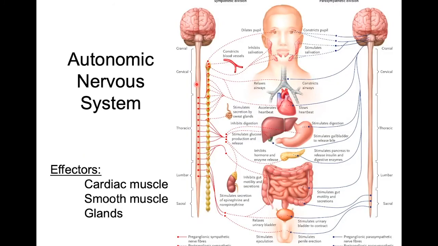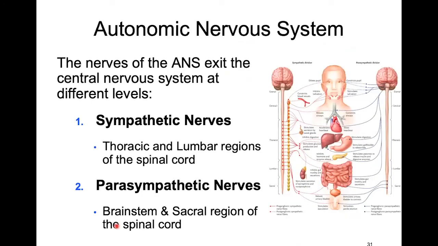Now this diagram here is highlighting the differences between the sympathetic division here on the left and the parasympathetic division here on the right. Remember, the effectors, those final targets that we are trying to regulate, are those that are made up of cardiac muscle, which we only find in the heart, smooth muscle, which we find everywhere else, and our glandular tissue. Now, these two divisions are different in a number of ways.